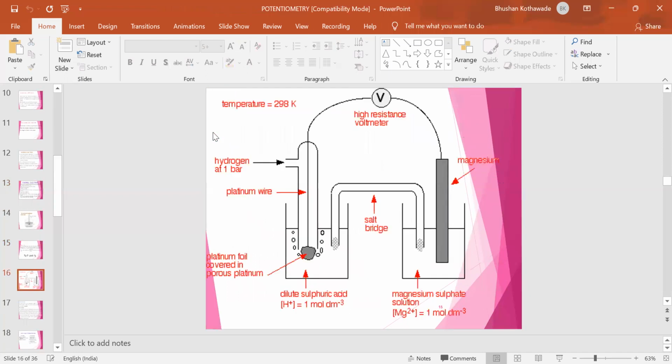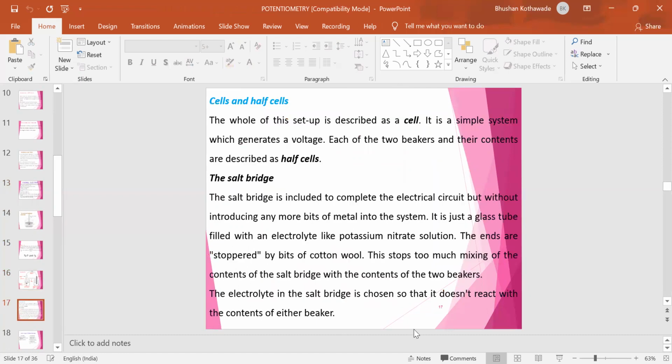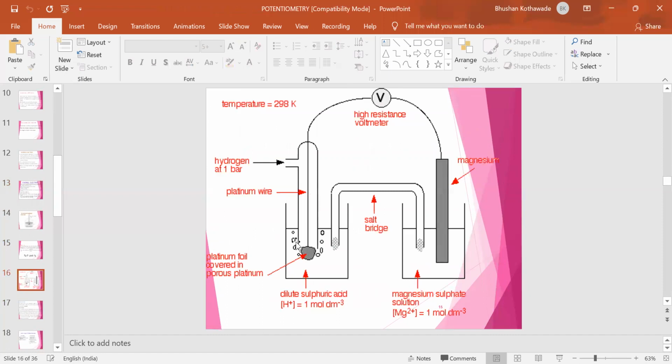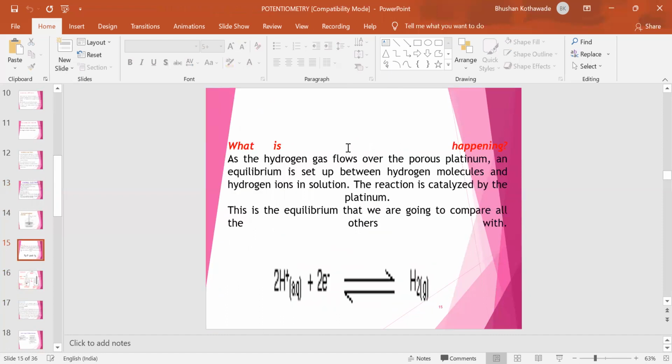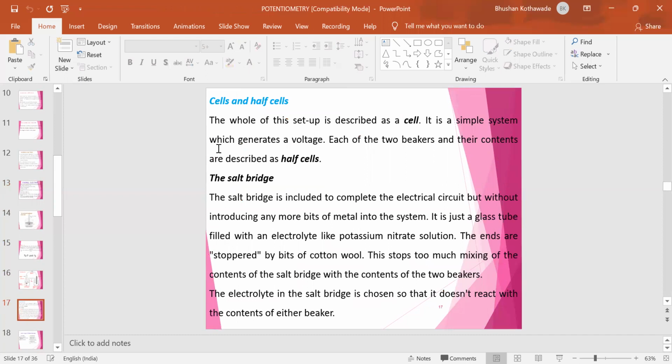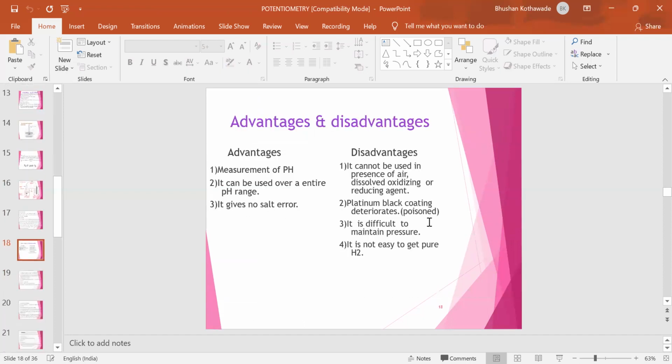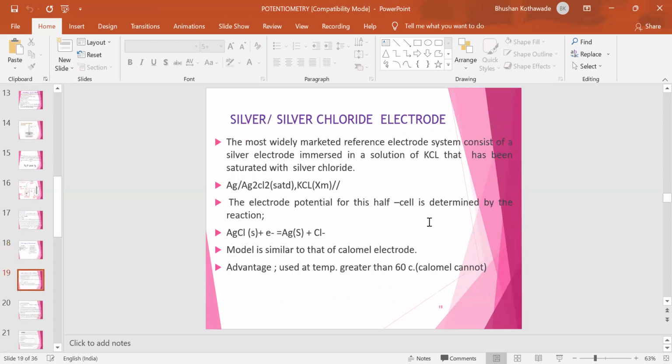Okay, and then this is the arrangement. See, this is a reference electrode, this is the indicator electrode. These two electrodes are joined by the salt bridge so that the ions can transfer between the two solutions. So this is one half cell and this is the other half cell, and then here the salt bridge is added for a complete electric circuit, but without introducing any more bits of metal into the system. Okay, so this is about the salt bridge and the system arrangement of potentiometry.